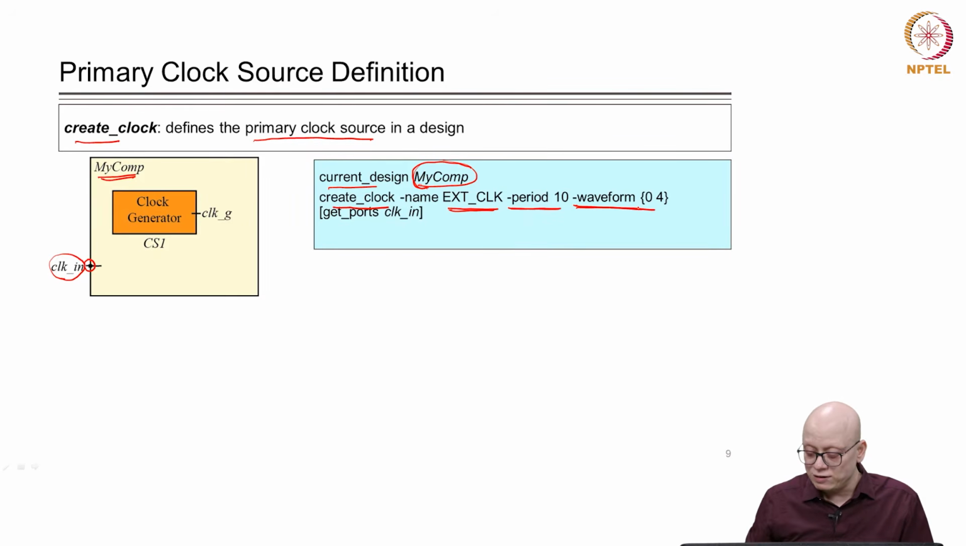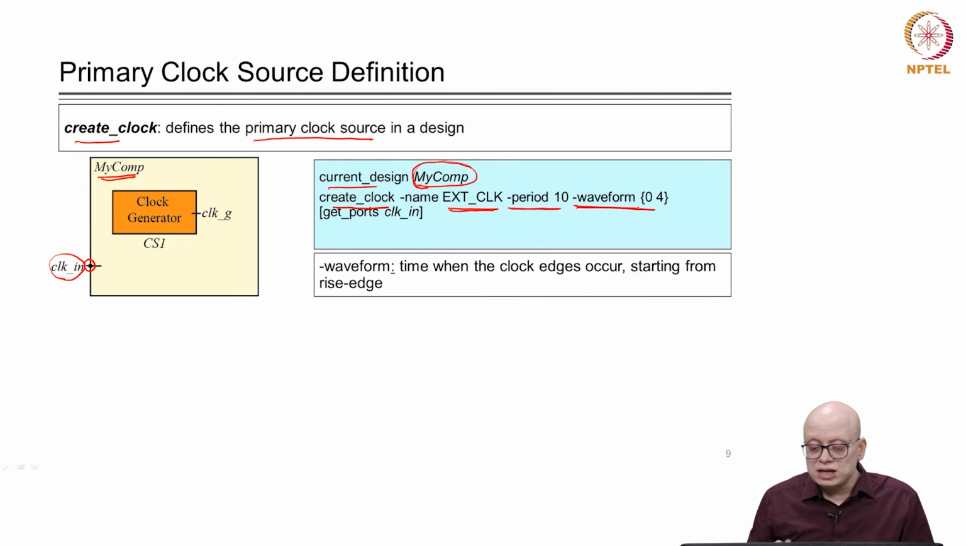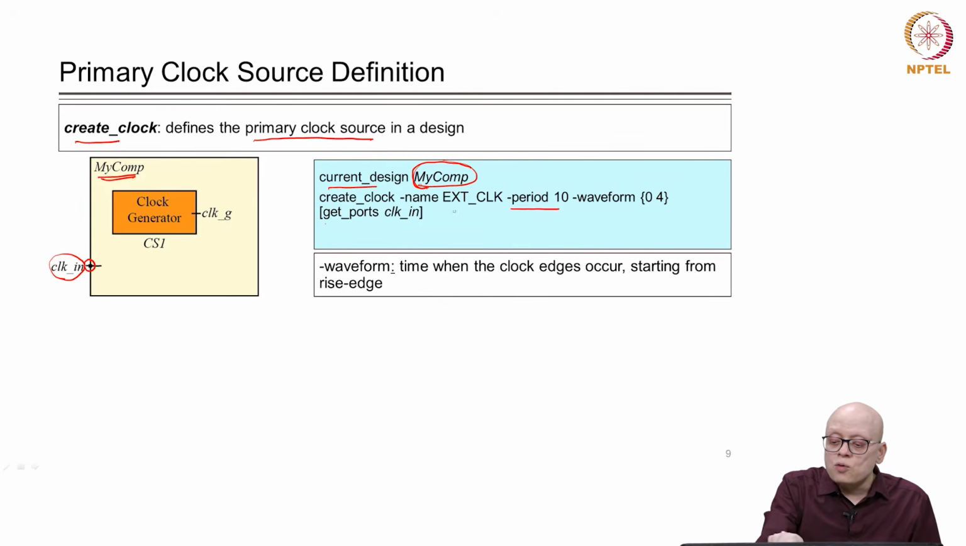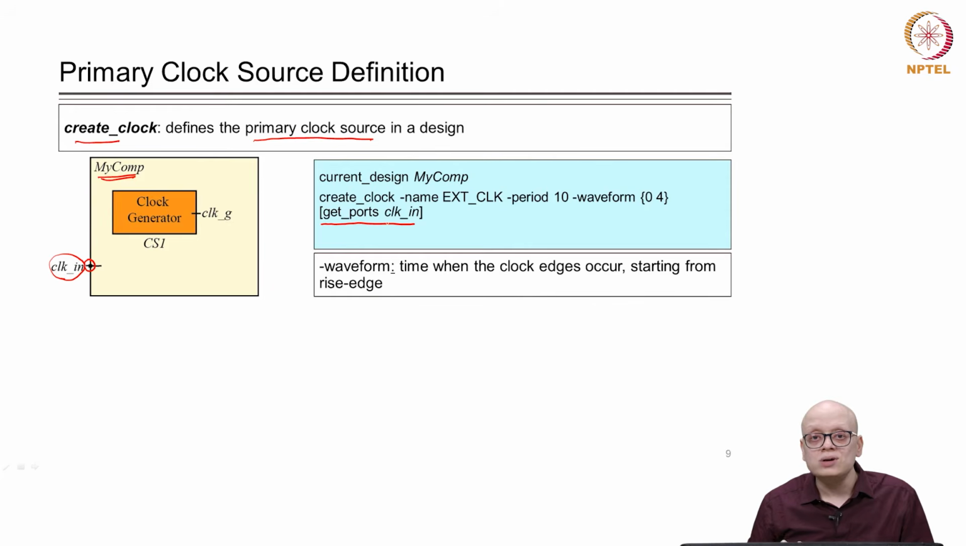And then we say what the waveform is. What does the waveform indicate? The waveform defines the time when the clock edges occur, starting from the rise edge. So, the rise edge will start at 0 and then the fall edge will come at 4, and the time period will be 10. Then we give the information to the tool about where this clock definition needs to be applied, and that is by using the command get_ports clock_in.